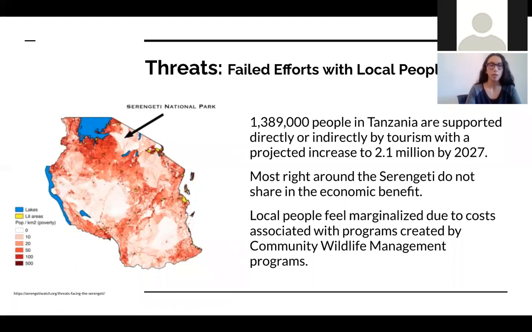Despite community wildlife management programs being implemented, local people feel marginalized due to the costs associated with these programs, and reports of lack of individual and household benefits felt by participating in anti-poaching tactics. As the population increases, later generations lose a sense of culture and heritage that prides themselves in traditions and respect for their land around them. Next slide.